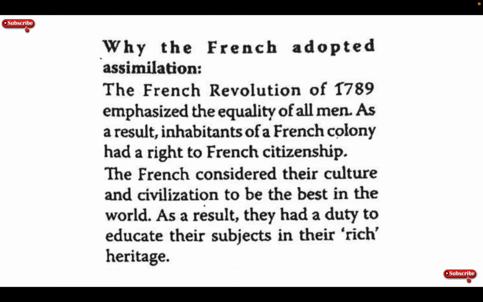Why the French adopted assimilation? The French Revolution of 1789 emphasized the equality of all men. As a result, inhabitants of a French colony had a right to French citizenship. The French considered their culture and civilization to be the best in the world. As a result, they had a duty to educate their subjects in their rich heritage.